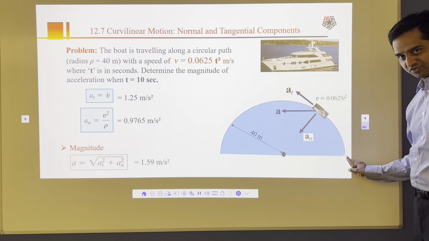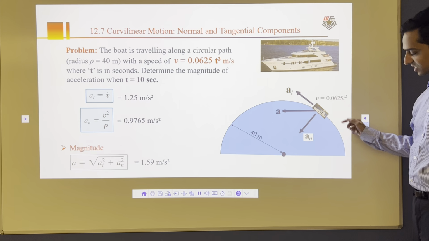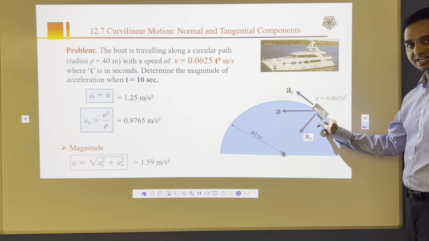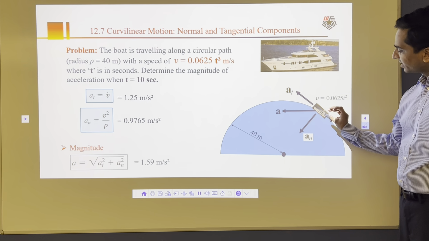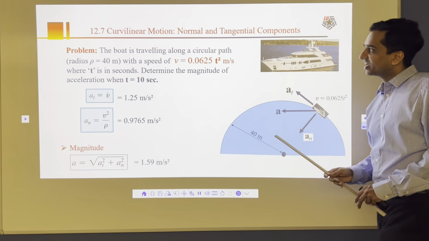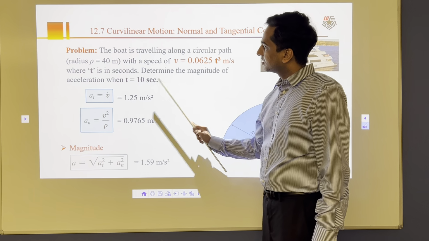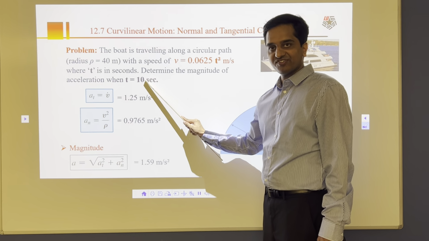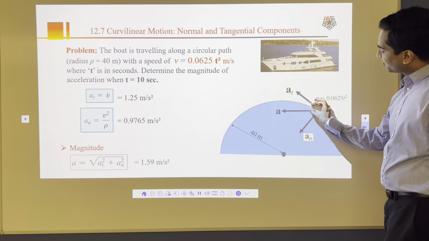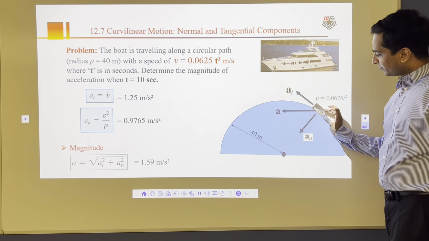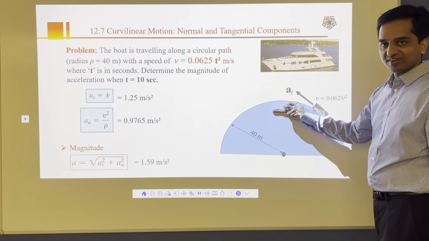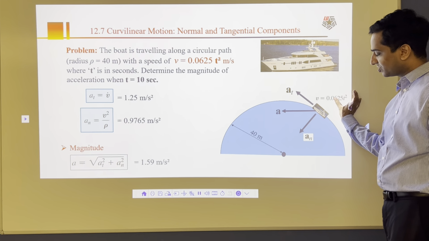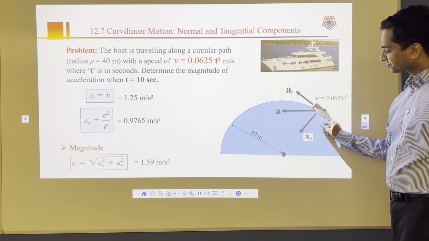It means that velocity is increasing with respect to time. When time was 0, velocity was 0. At 1 second, velocity increased; at 2 seconds, 3 seconds, 4 seconds, velocity continued to increase. Then it's going to reach here at the 10-second mark. The problem says: determine the magnitude of acceleration when t is equal to 10 seconds. So velocity is increasing, but at the 10-second mark we freeze the frame, and at that point I want to find its acceleration. If velocity is increasing with this profile, what is the acceleration at the 10-second mark?